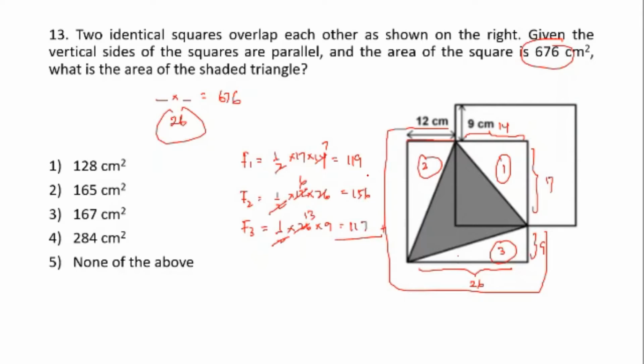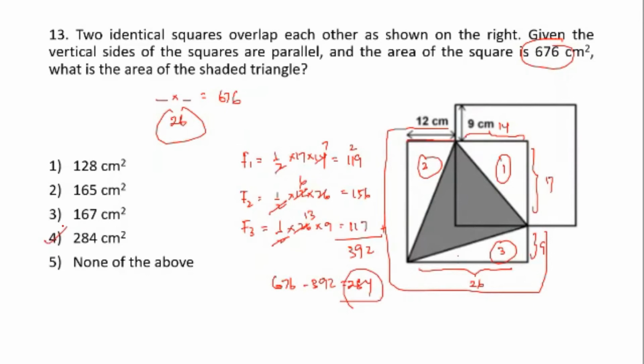If you add all this together, 9 plus 6, 15 plus 7, 22, 5, 6, 8, 9, and then 3. So the correct answer is 676 minus 392, which is 284 square centimeters. Option 4.